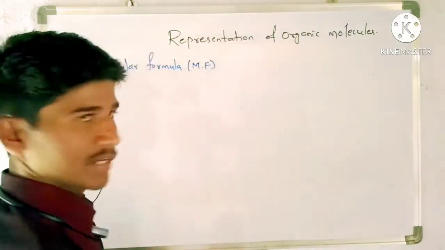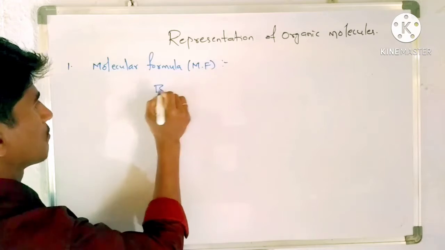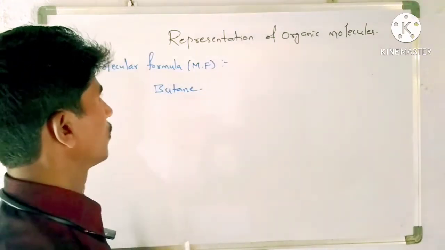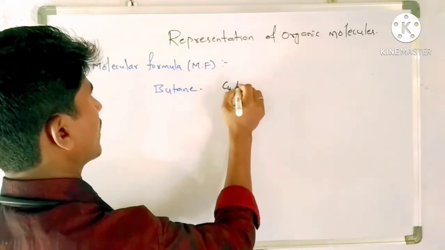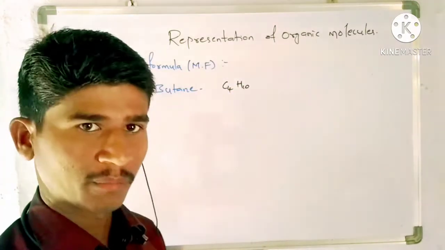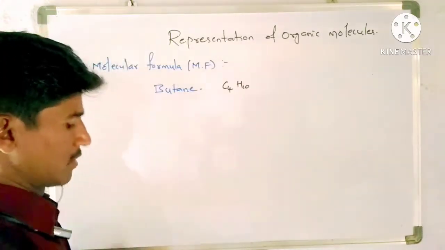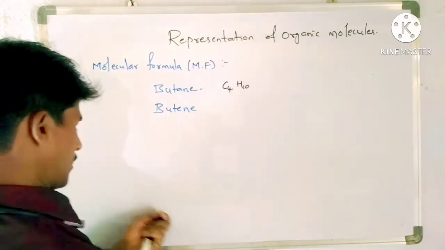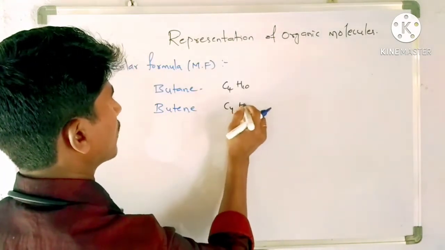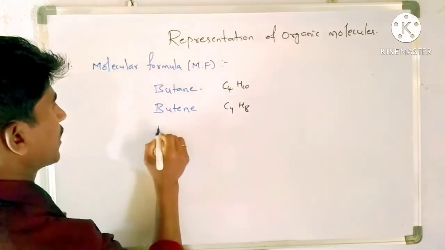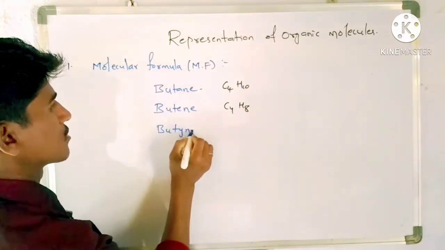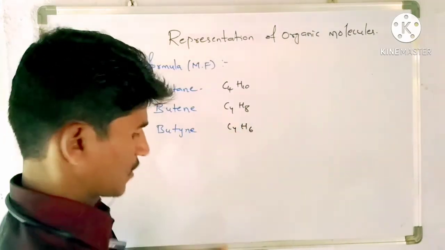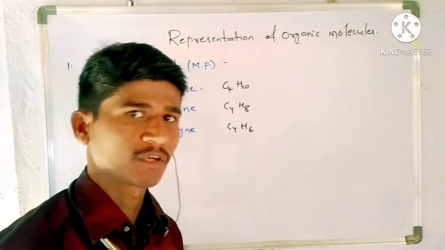Let us take an example. How can we represent butane? What is the formula for butane? C4H10. This is the molecular formula for butane. And for example, butene is C4H8. And the next, butyne, is C4H6. Now this is a representation using the molecular formula.